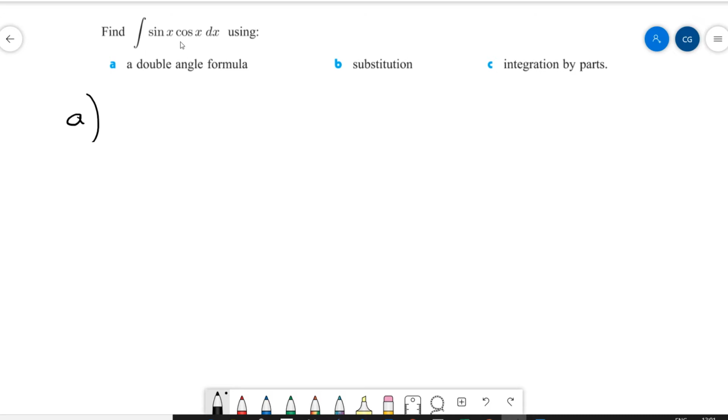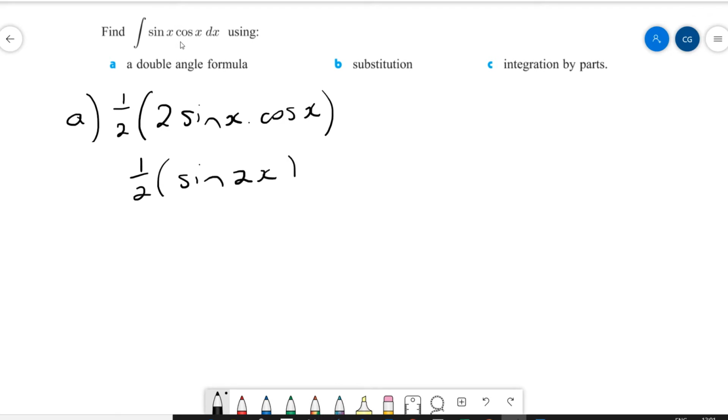With the first one here, they say solve the integral of sine x cos x dx using a double angle formula. But if I take a look at sine x times cosine x, it doesn't remind me of a double angle formula yet. But what I could do is rewrite this in such a way that it represents a double angle formula. So 2 times a half is 1. Now we have 2 sine x times cos x, which could be simplified to sine of 2x. Now we can use our sine double angle formula.